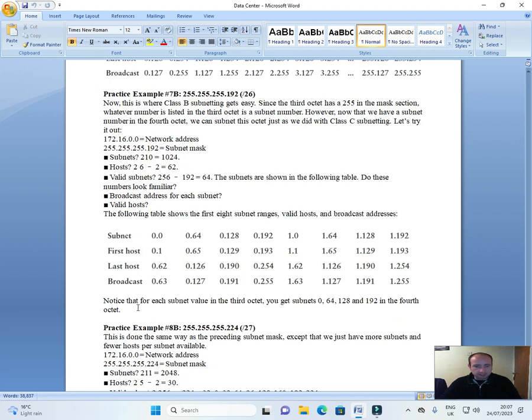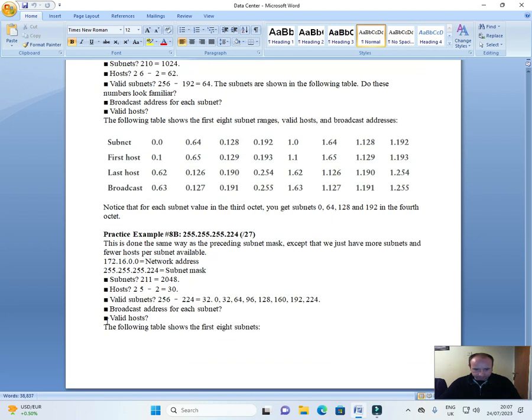Notice that for each subnet value in the 3rd octet, you get subnets 0, 64, 128 and 192 in the 4th octet. Practice example #8b: 255.255.255.224/27. This is done the same way as the preceding subnet mask, except that we just have more subnets and fewer hosts per subnet available.